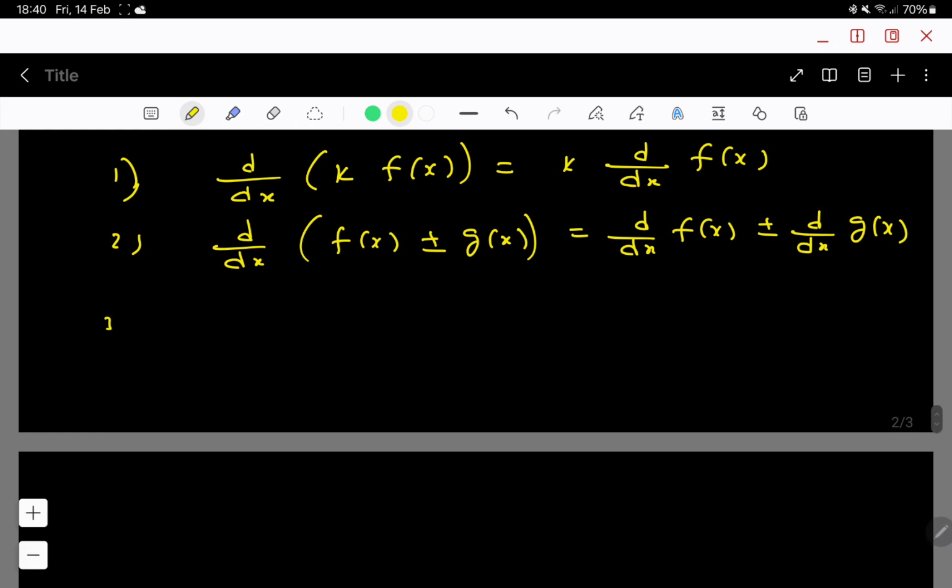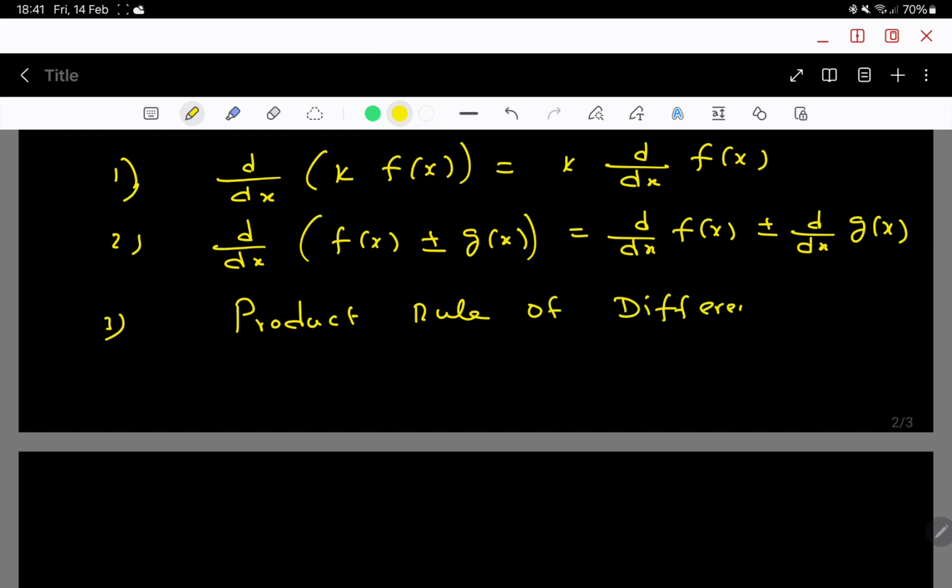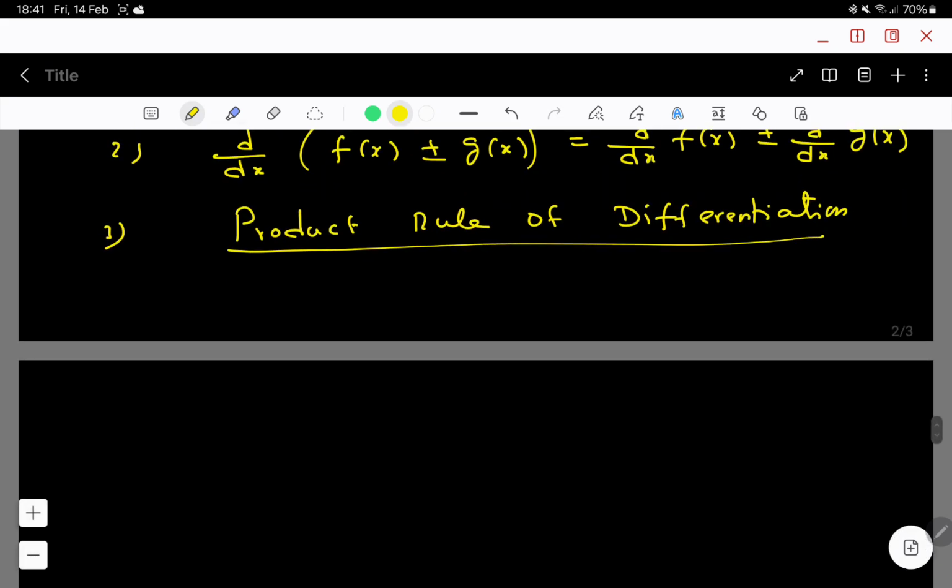Third one is product rule of differentiations. Two or more functions are in product, we follow this rule. First one is d by dx of, I am taking two functions and they are in product, d by dx of f of x and g of x.